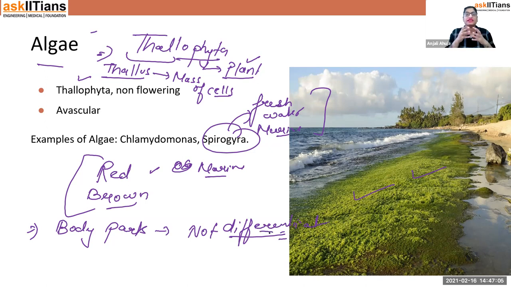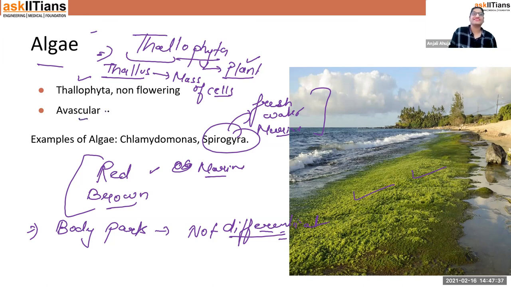Now I have added the words not differentiated. Differentiated means they have some job to do, some work to do. If I'm saying not differentiated, it means they don't have any specific work to do. Suppose I'm saying leaf. Leaf is differentiated to do photosynthesis. Differentiated means it has a job to do, but not differentiated means the body is not differentiated into different body parts, but they are differentiated enough to show photosynthesis. Pause it, go back and listen to me again. I made everything clear.